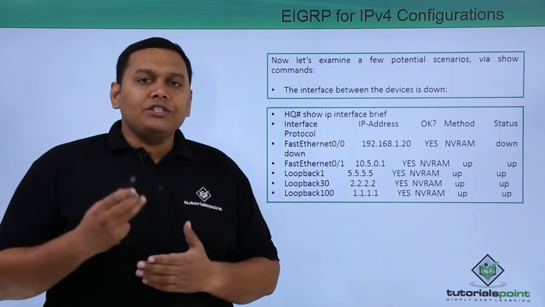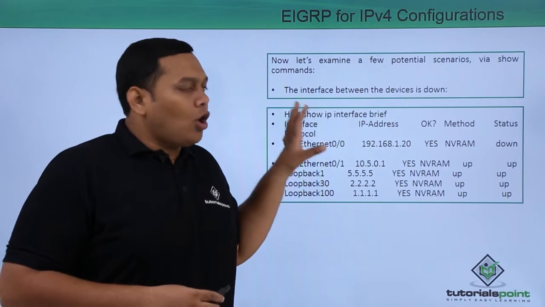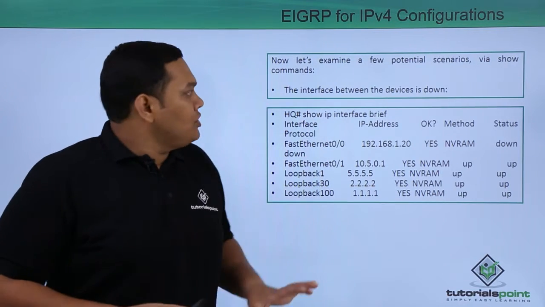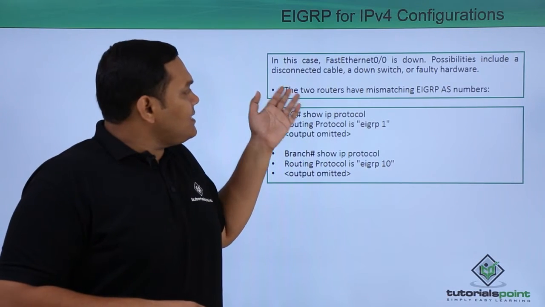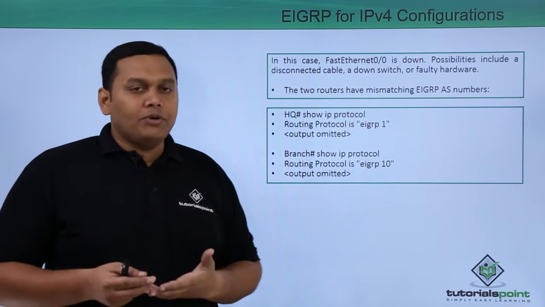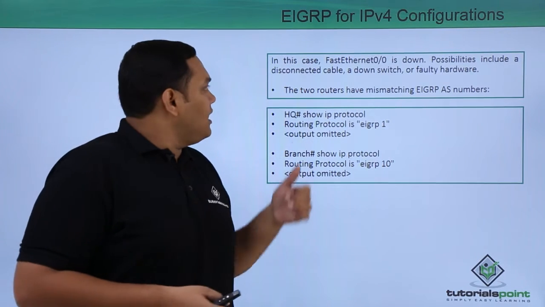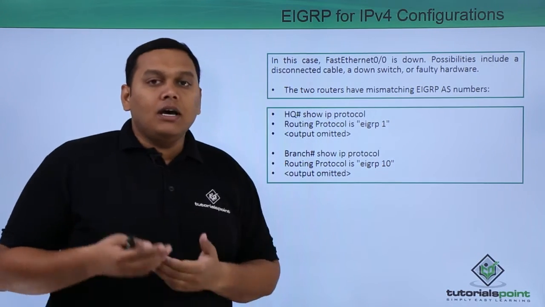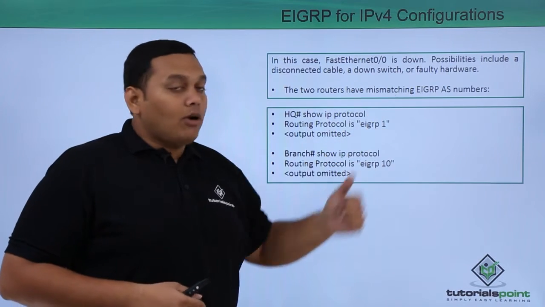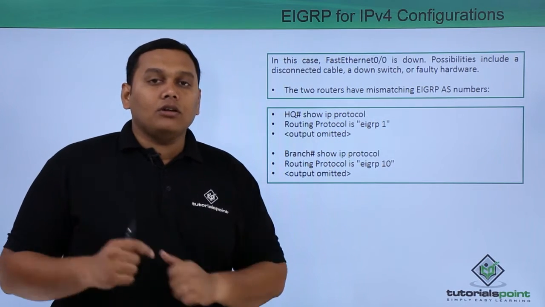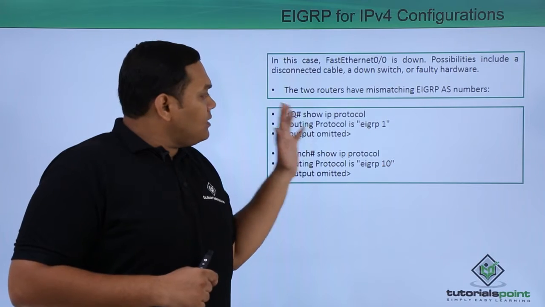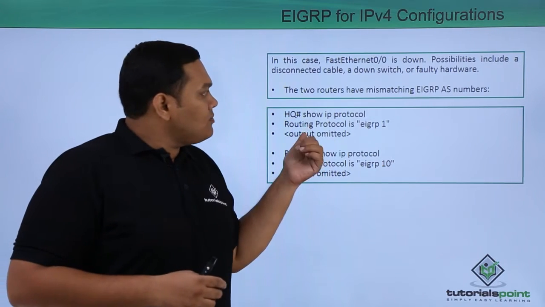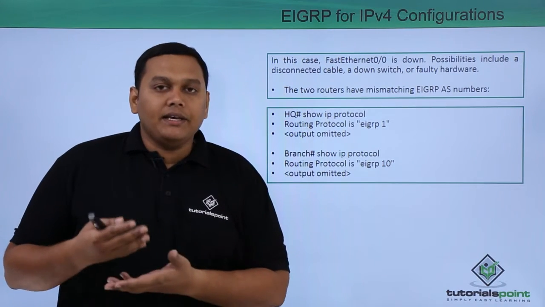So, what are the potential causes for it going down? In this case, FastEthernet 0/0 is down because the possibilities would be a disconnected cable, a switch being down, or faulty hardware found on the router. There are other scenarios, such as two routers having mismatched EIGRP AS numbers.